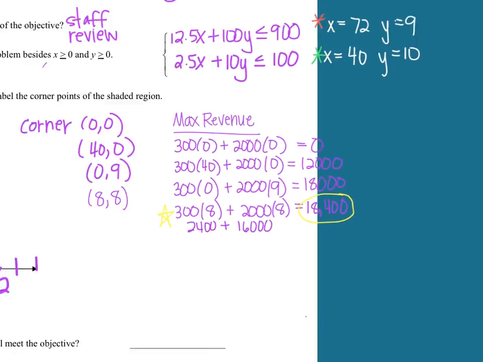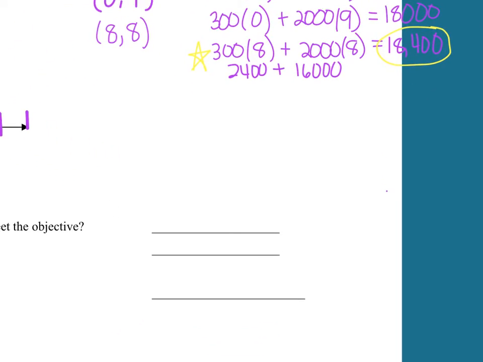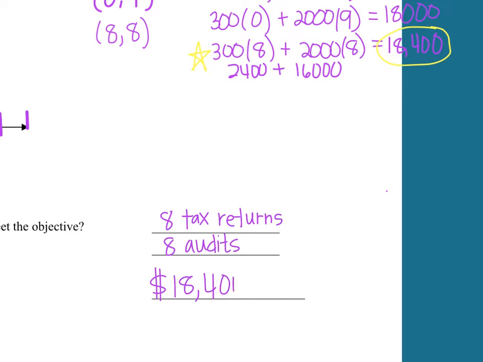So to answer the question, how many of each variable will meet the objective? We want 8 tax returns, and we would like 8 audits. And that is what this company should have as their goal, so that their revenue is $18,400 for that tax season.